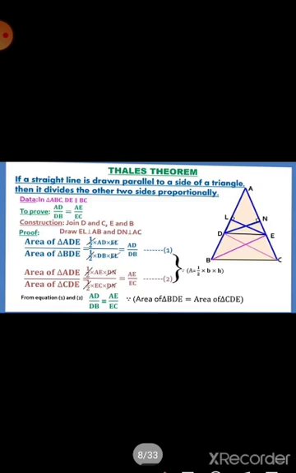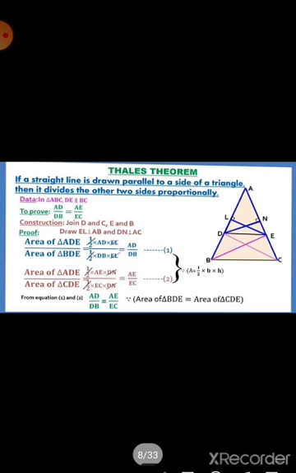Now take the area of triangle ADE. Triangle ADE area is equal to half into base into perpendicular height. So here we can take AD as base and the perpendicular height is LE. So area of triangle ADE is half into AD into EL. In the same way, area of triangle BDE is half into base BD into the perpendicular height, which is also EL only. Here half and EL got cancelled, AD by BD is left.